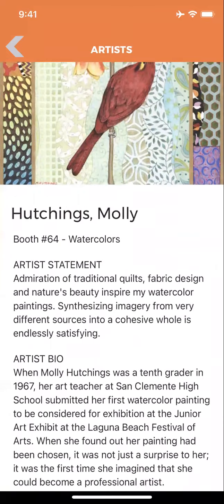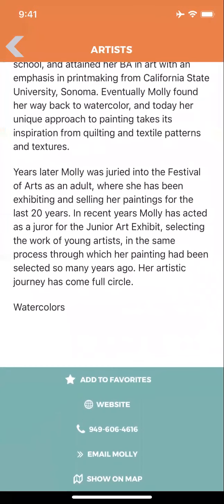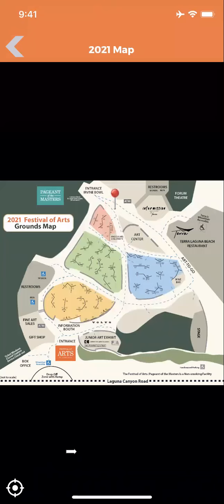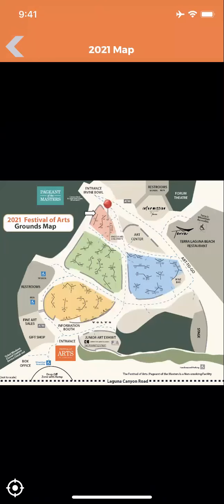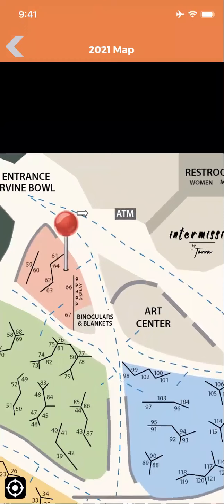Below the photo, we see her biography, and at the bottom of her page, we have a lot of ways to interact with Molly. First, we can click here to add her to our list of favorite artists. Let's do that. We can look at her website, we can call her, we can email her, we can even click here at the bottom to see where she sits on the map. Let's click that. And here we see a bright red pin to show Molly's location, but of course it's a bit small on a phone, so we can use the familiar pinching gesture on our phone to get a bigger view.